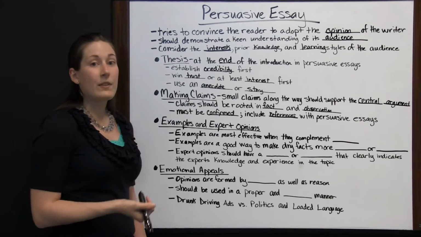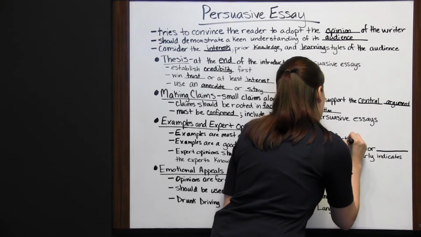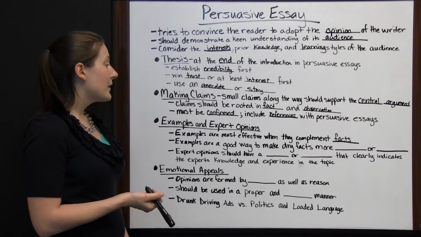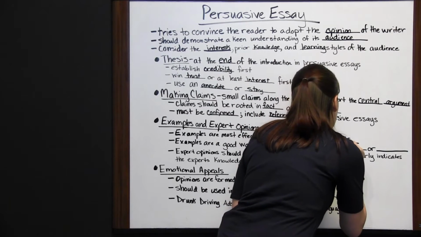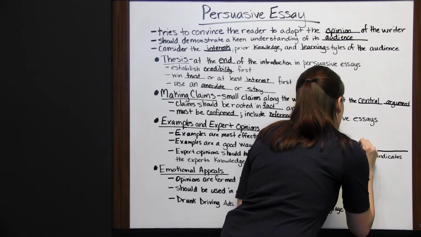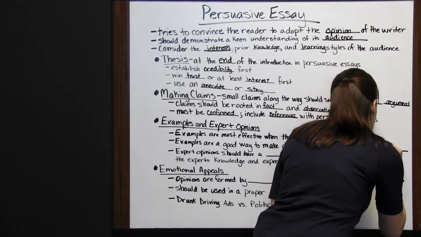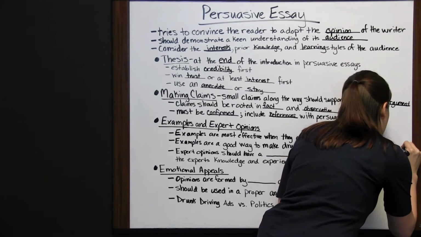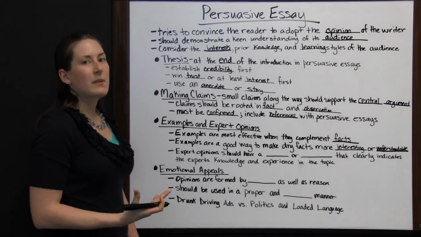Examples are most effective when they complement facts. So you've laid out some facts and observations. Now give some examples that support those, because examples are a good way to make dry facts more interesting or understandable. Sometimes a writer will present a fact and you'll say, I don't really know what they mean by that. But if they give you an example to back it up, then you say, oh, that's what they meant.